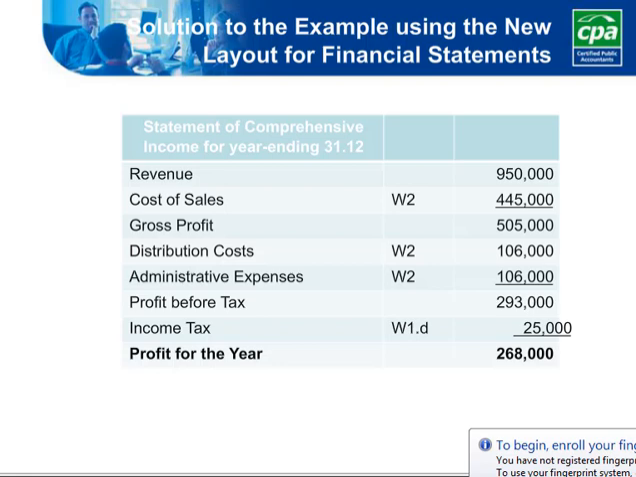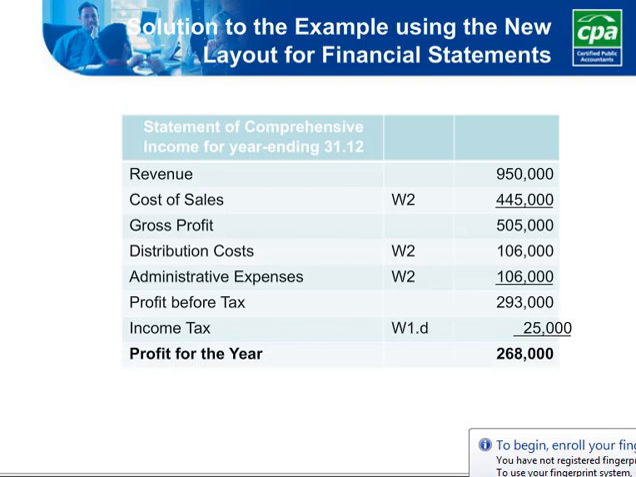We then move on to the totals which we calculated for cost of sales to give us gross profit, as well as then putting in the distribution costs and administrative expenses from working 2. So as you can see, it's quite quick then to prepare the statement of comprehensive income. At this stage, this gives us a profit before tax of 293,000. From this we take the income tax working 1.D of 25,000, giving us a profit for the year of 268,000.